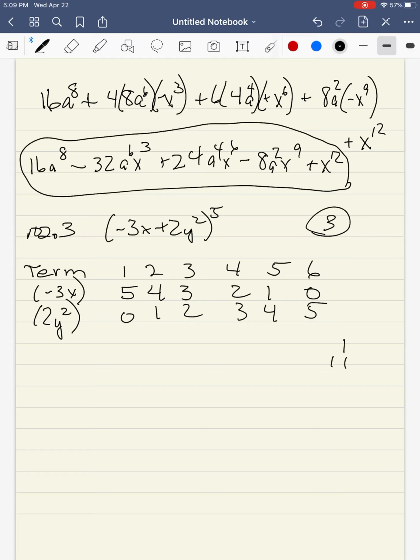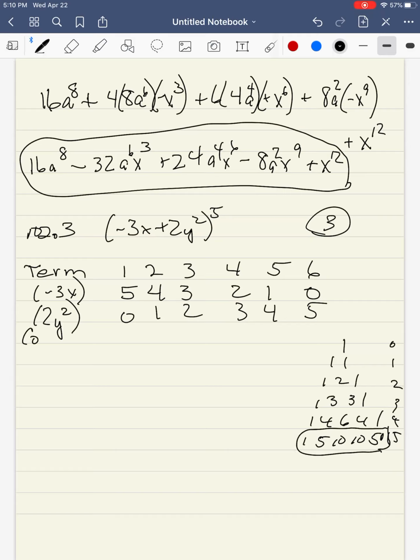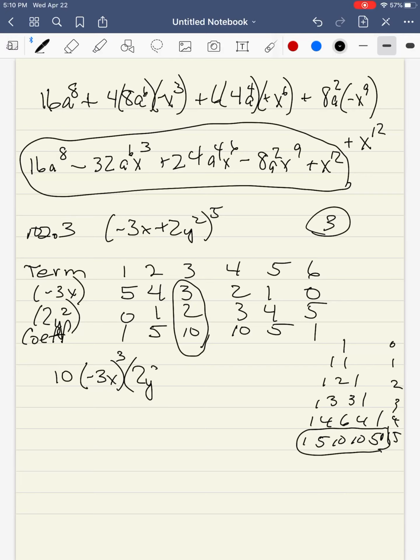And now Pascal's triangle. That's 0, 1, 2, 3, 4, 5. So this is what we need right here. The coefficient will be 1, 5, 10, 10, 5, 1. Looking for the 3rd term, so we're using this right here. The coefficient is a 10. First term is negative 3x, raise it to the 3rd power. Second term is 2y squared, raise it to the 2nd power.